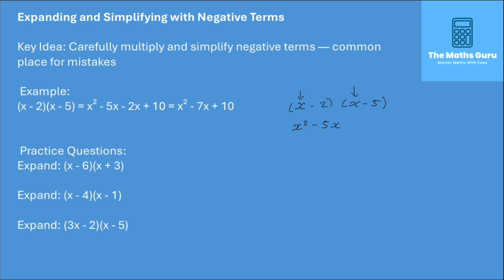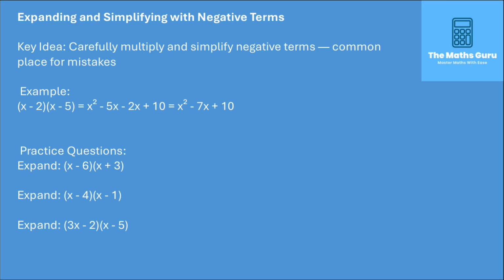So x squared. Then looking at our outside terms, we have x times minus 5, so we have to put minus 5x here. Then looking at our inside terms, we have minus 2 times x, which is minus 2x. Then looking at our last terms in each bracket, we have minus 2 times minus 5, which gives us a positive 10, because two minuses cancel out. So this gives us x squared minus 7x plus 10. Now looking at our example, have a go at the next 3 questions and play on when you're ready to see the correct answers.